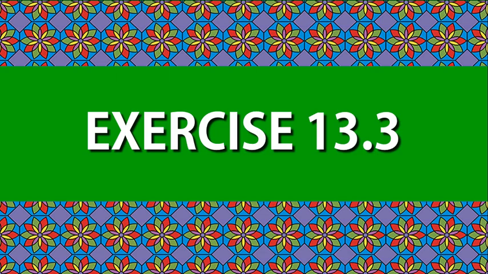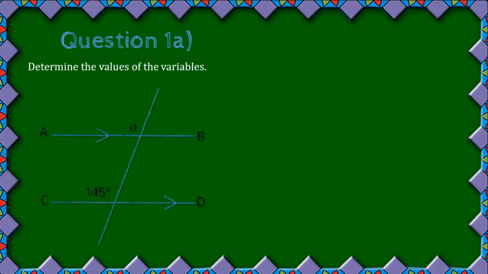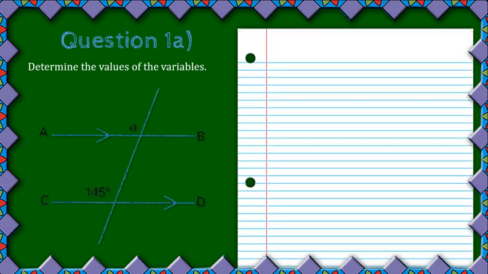These are the answers to exercise 13.3. So we start with question 1. And question 1a says determine the values of the variables. So in this case we've got an A to solve for.